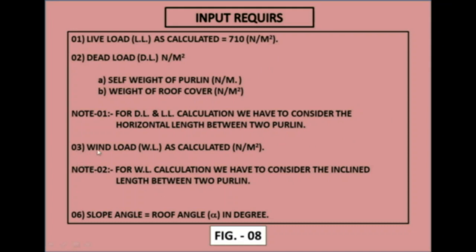For wind load, we have to calculate it separately, and I have described it in my earlier presentation. Note 2: for wind load calculation, we have to consider the inclined length between two purlins, not the horizontal length. Slope angle is equal to roof angle alpha in degrees.